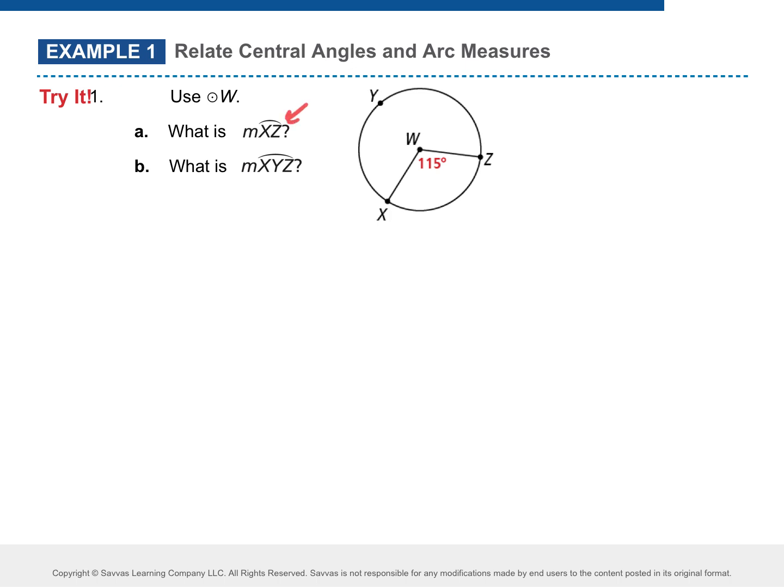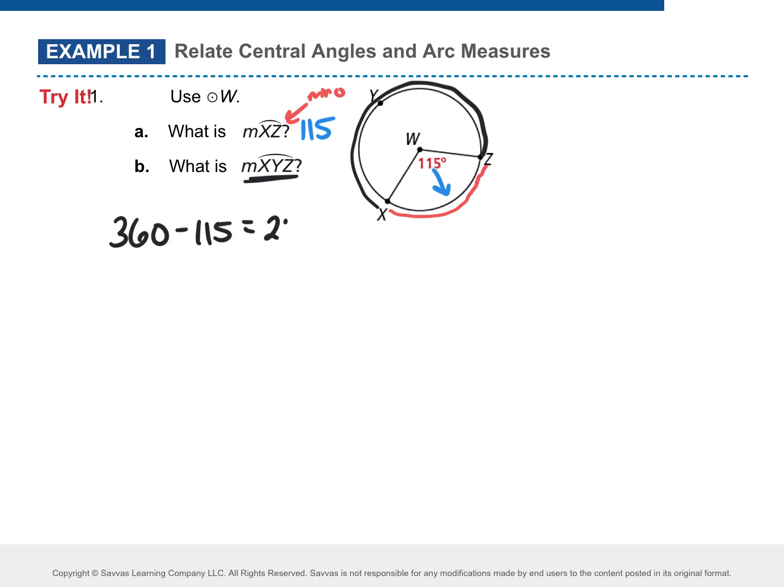Right. This here, that's our minor arc, so we know it's going to be the smaller arc. What is the measure of that arc? 115, because it matches its central angle. Okay. What would the measure be of arc XYZ? Yep, 360 minus 115 equals 245.